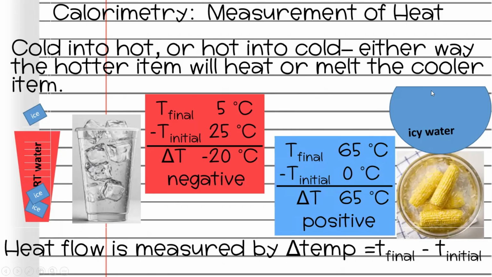Now, if we add something hot into something cold, then let's say starting out this icy water was 0 degrees Celsius, but after that hot corn has been in there a while and it's time to get the corn out or replace the water, that temperature is 65 degrees Celsius. So 65 degrees minus 0 is 65 degrees Celsius. Delta T is positive when something goes from cold to warm.